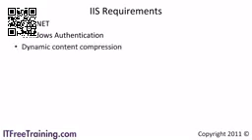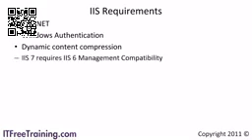WSUS also requires dynamic content compression. Dynamic content compression allows WSUS to reduce the size of web pages by using compression. Lastly, if you are using IIS 7, you will require IIS 6 management compatibility. WSUS currently has not been updated to work directly with IIS 7, so this component provides the bridge until this occurs.